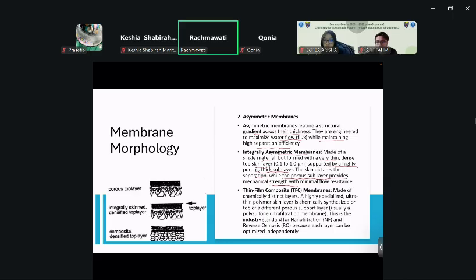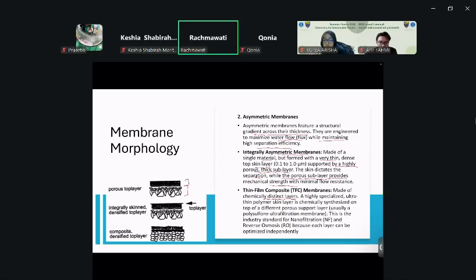So let's say the first layer over here dictates the separation. You want to separate whatever is in the feed, and you want to have only the permeate. But then for the second layer, you want a high flux, because the separation is already done by the top layer, and you just want a high flux of, for example, the water. And there are also the composite and thin film composite membranes, which are made of chemically distinct layers.